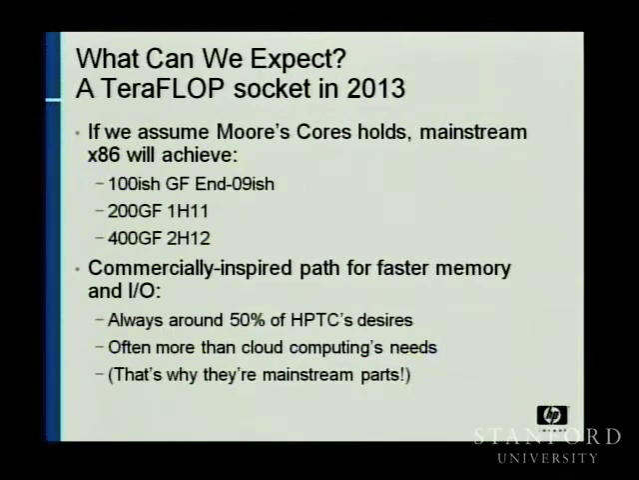Now, these mainstream parts will have the regular march of improving memory bandwidth and I/O bandwidth. And memory bandwidth will always be about half of what high-performance computing applications want, and it'll always be more than what cloud computing folks will want, for example, in search applications. Right? That's why they're called mainstream parts, is that they're the average of what everybody wants, not what you want.